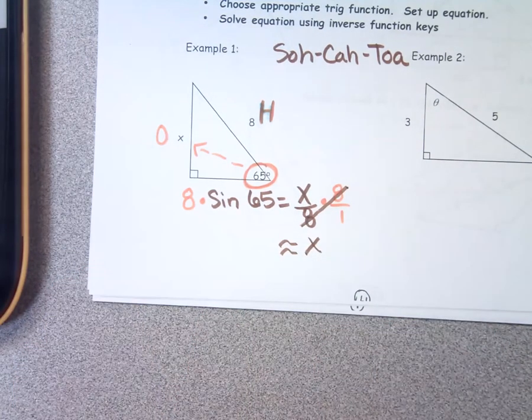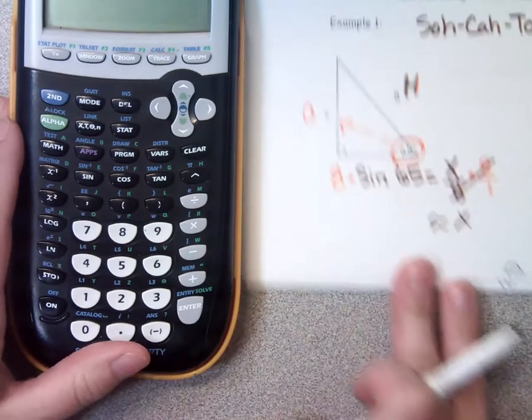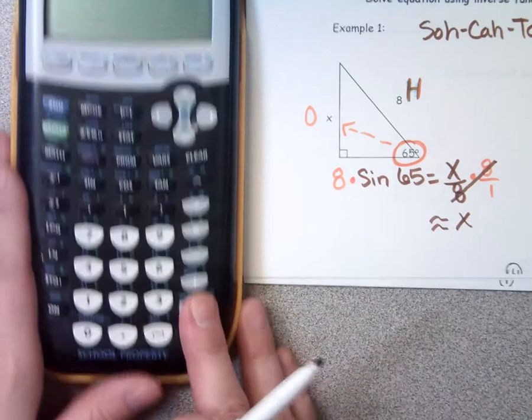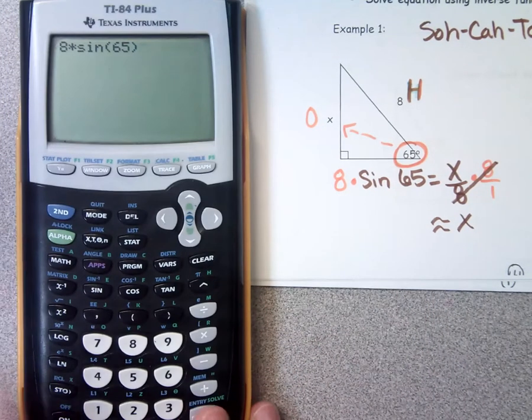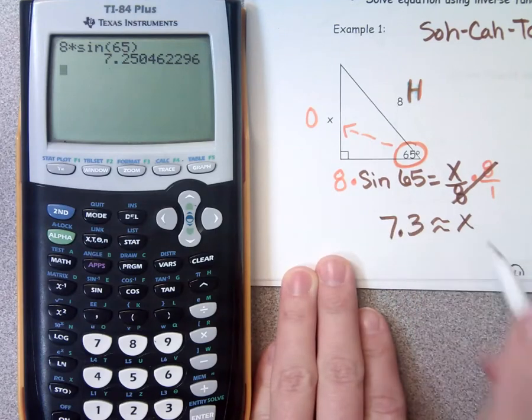And in my calculator, I'm just going to type that in. So, try it. In your calculator, put in 8 times sine of 65. And this time, let's round to the nearest tenths. So, in our calculator, 8 times sine of 65, and I'm going to round to the nearest tenths. And what would you say? 7.3. Did everybody get it?